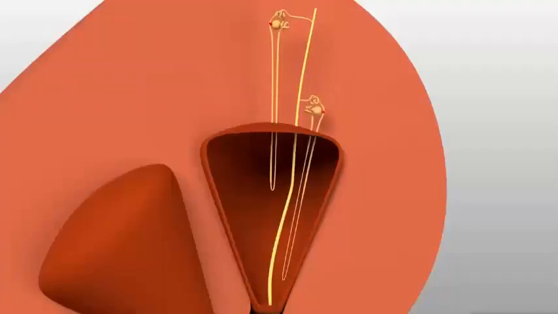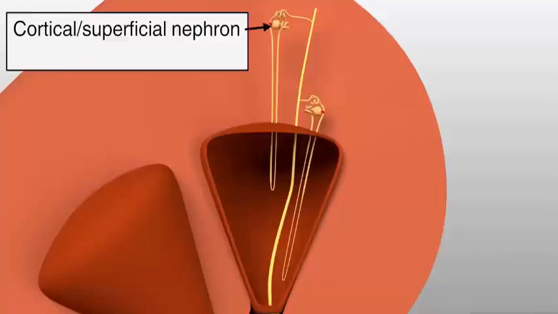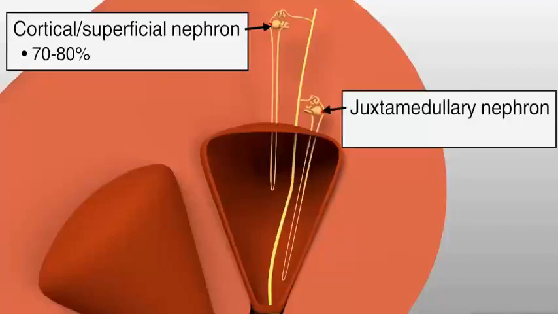There are two types of nephrons based on the location of renal corpuscle. Nephron with its corpuscle lying in outer cortex is called cortical or superficial nephron. 70 to 80% of total nephrons are cortical nephrons. Nephron with its corpuscle located close to the medulla is called juxtamedullary nephron. 20 to 30% of nephrons are of this type. Structure of both the types is essentially same, the only difference being the length of renal tubule.